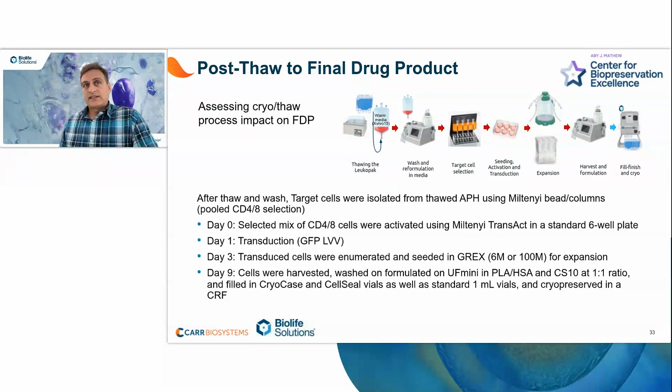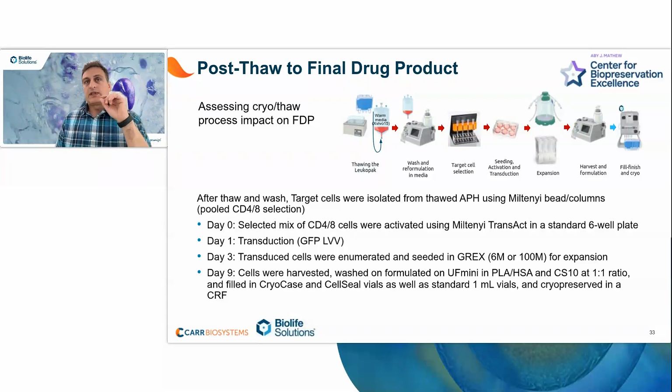On day 3, the transduced cells were then enumerated and then seeded in G-Rex platform, either 6M or 100M for expansion. At that point, everything is seeded level with different arms, fresh versus frozen. So the same number of cells are seeded for each of them. And then on day 9, we harvested the cells for formulation and cryopreservation of quote-unquote final drug product.